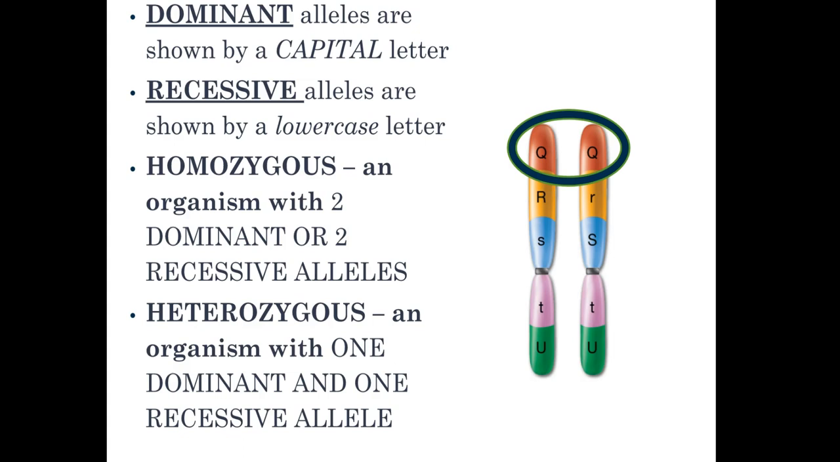Remember, homo means same, and hetero means different. Heterozygous means an organism with one dominant and one recessive allele, like you see one capital R and one lowercase r. So for that gene, the alleles you've inherited are heterozygous because you've received something different from each parent for that particular characteristic.